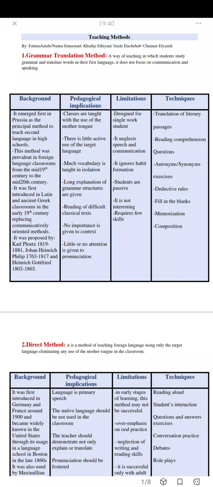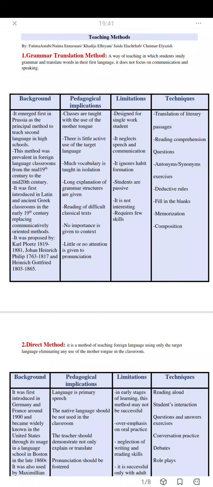The limitations: it is designed for a single word student. It neglects speech and communication. Also, it ignores habit formation. Students are passive. It is not interesting. Requires few skills.